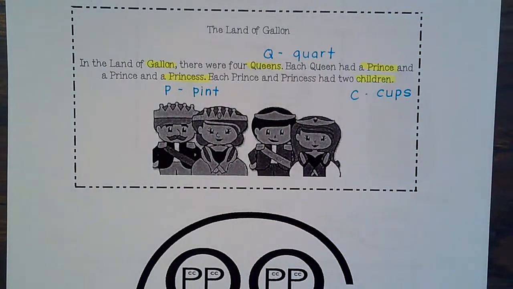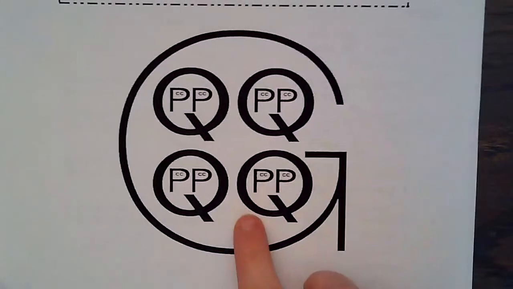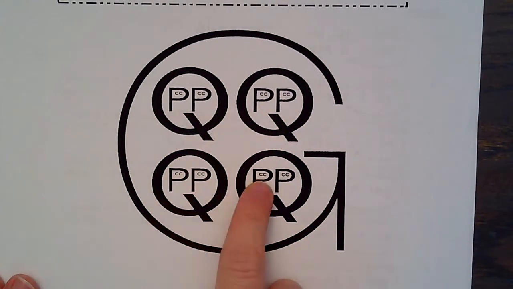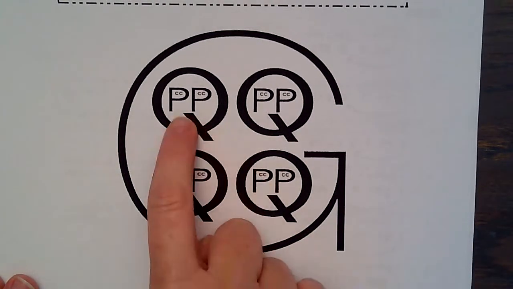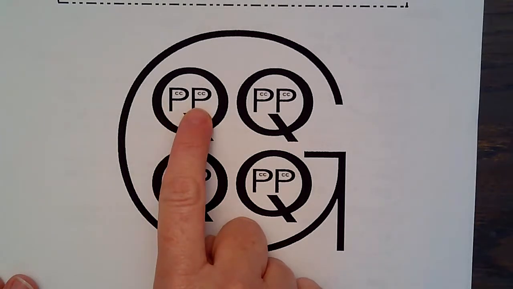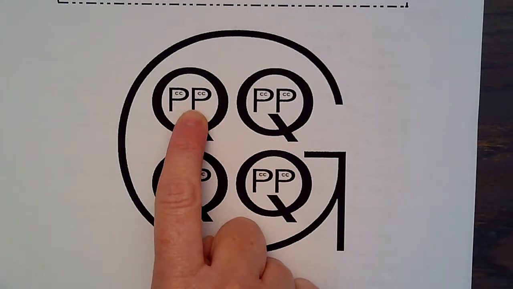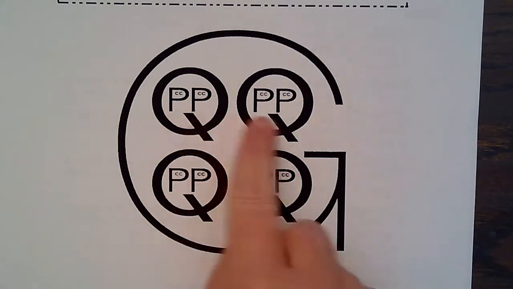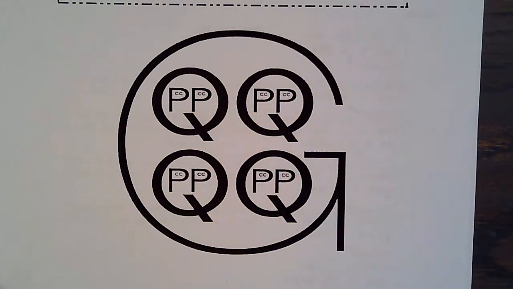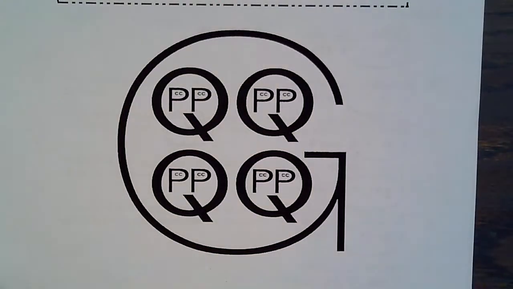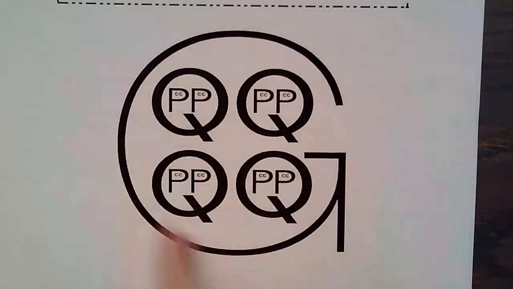Okay, so you might have heard this story before, and you may have heard of the big G. This is the big G. So this is our land of gallon. These are our 4 queens. Each queen had a prince and a princess, and each prince had 2 children. Each princess had 2 children. Okay, so you would do that for each one of your queens. When we talk about the land of gallon, the reason why this becomes super easy is because it gives us our conversions.